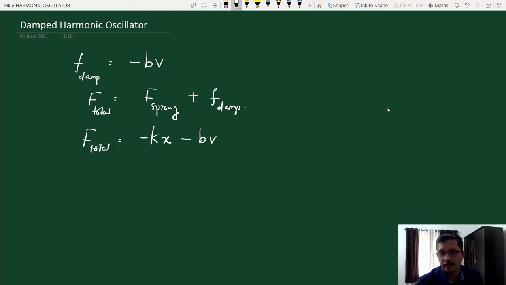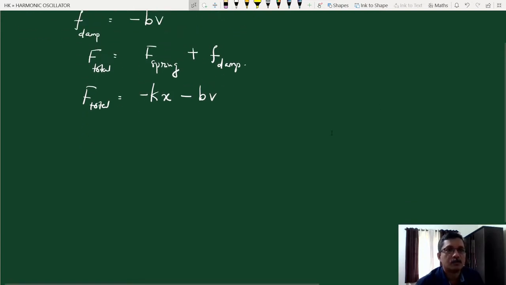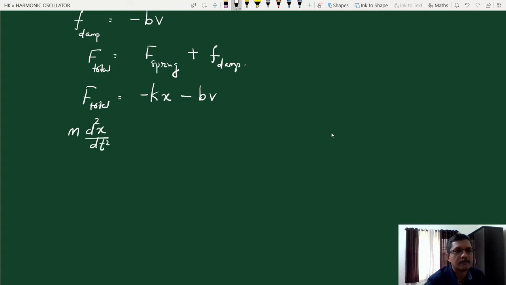Now let us write the equation of motion. The total force is equal to, according to Newton's second law, mass into acceleration. So we can write these terms in terms of x. So m d square x by dt square equals minus kx, and let me write velocity also in terms of x, so it is dx by dt. Let us use a shorthand notation. The first derivative is x dot and the second derivative is x double dot. So m x double dot equals minus kx minus b x dot.